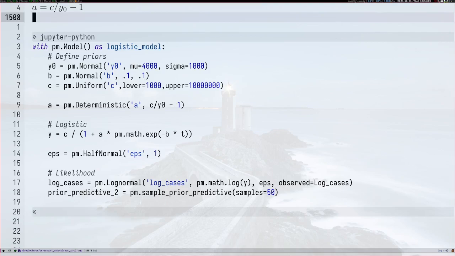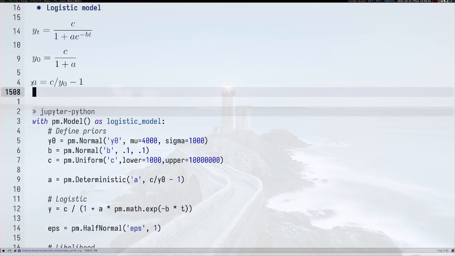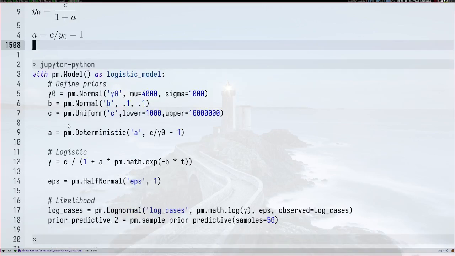I'm simply saying that the parameter A is equal to C divided by Y0, and C and Y0 themselves are random variables. So A will be a random variable as well, but all the properties of A will be inherited from the properties of C and Y0. And this expression here, C divided by Y0 minus 1. I'm simply using the equation that we have here for A. There's no need to specify more uncertainty than this, so I don't need to specify a distribution here, because this is basically a deterministic relationship between the parameter A and the parameters C and Y0.